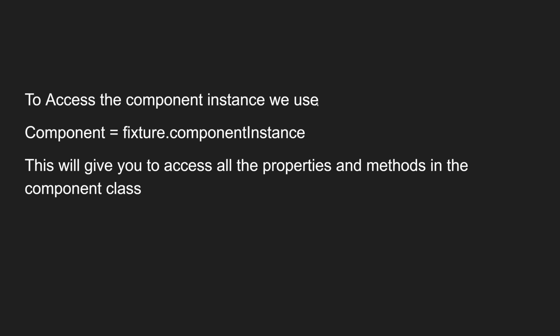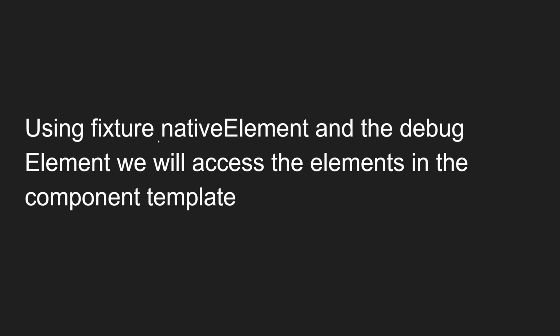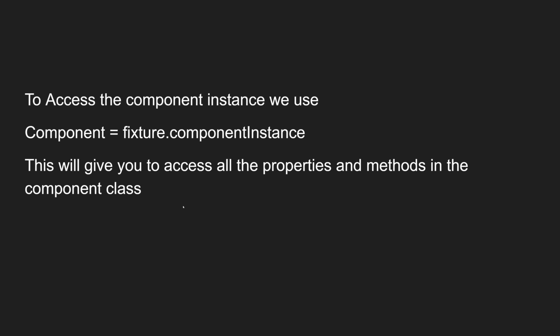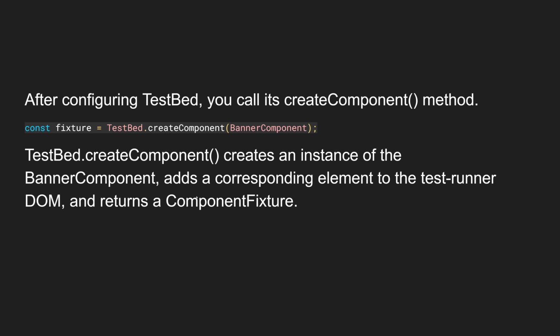Now to access the component instance, we use fixture.componentInstance. This gives you access to all the properties and methods in the component class. Fixture has other properties, nativeElement and debugElement. Using this nativeElement and debugElement, we will access the elements in the component template. So this is how we will be using this TestBed. One by one we will see how to create a TestBed and how to create a component using the TestBed. Let's see it in the next video.